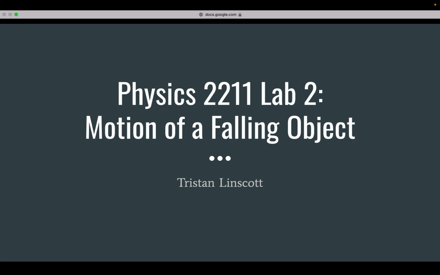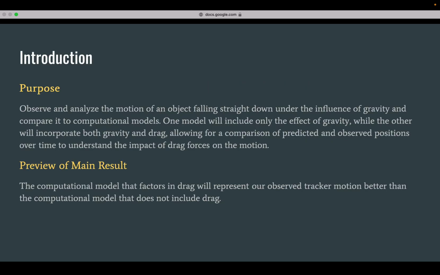My name is Tristan Lunscott, and this is my Lab 2 for Physics 2211, Motion of a Falling Object. The purpose of this lab is to understand and analyze the motion of a falling object and the forces acting on the object. We will do this by looking at and understanding gravitational and drag force.